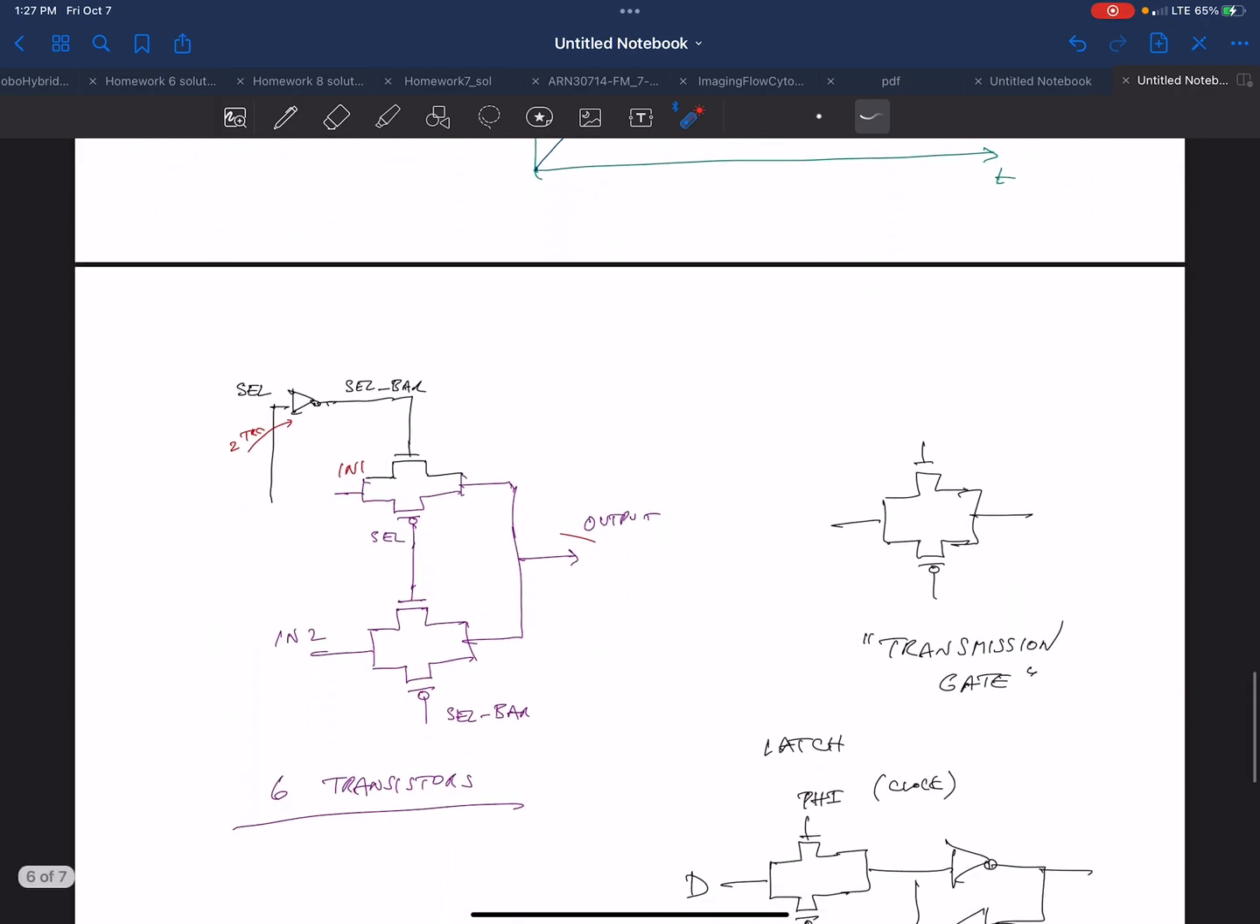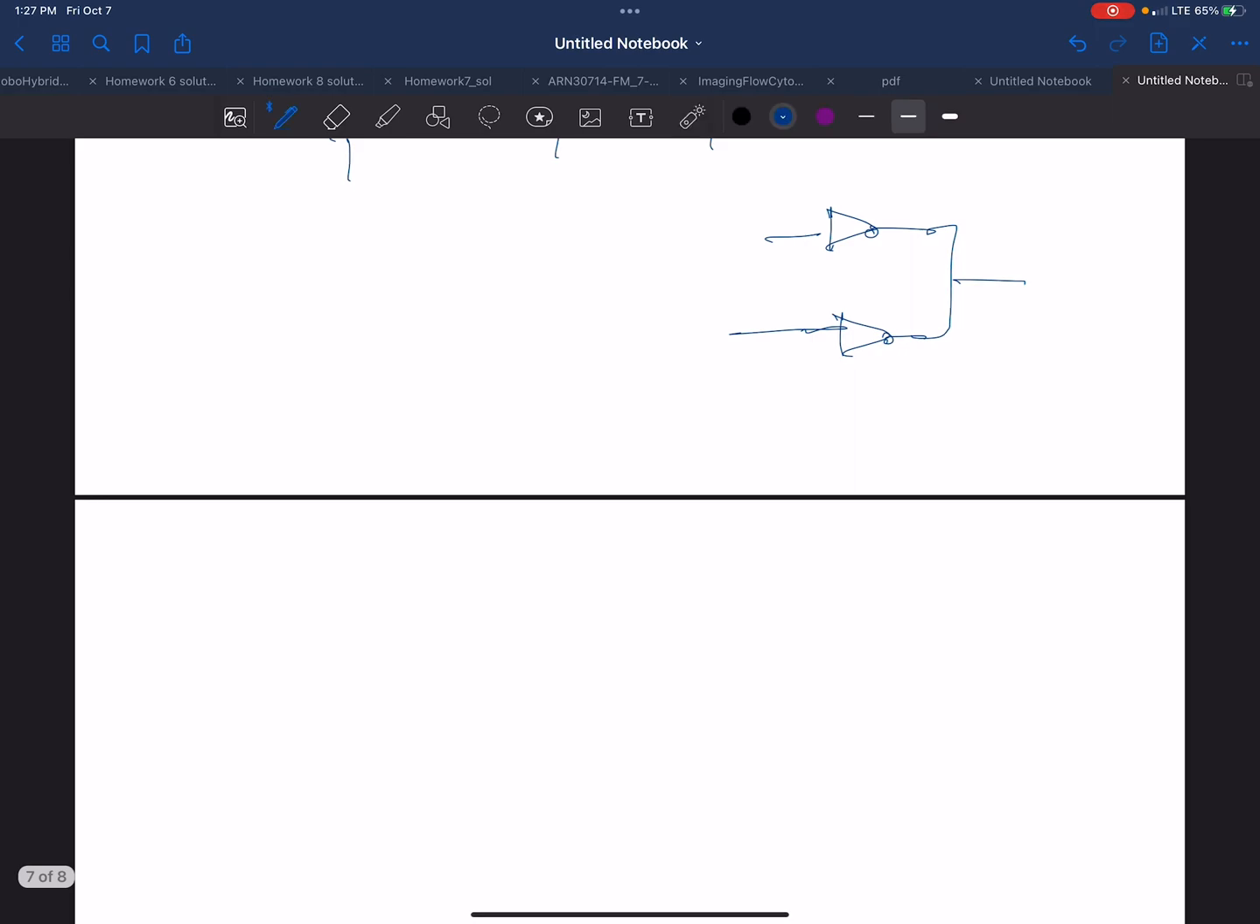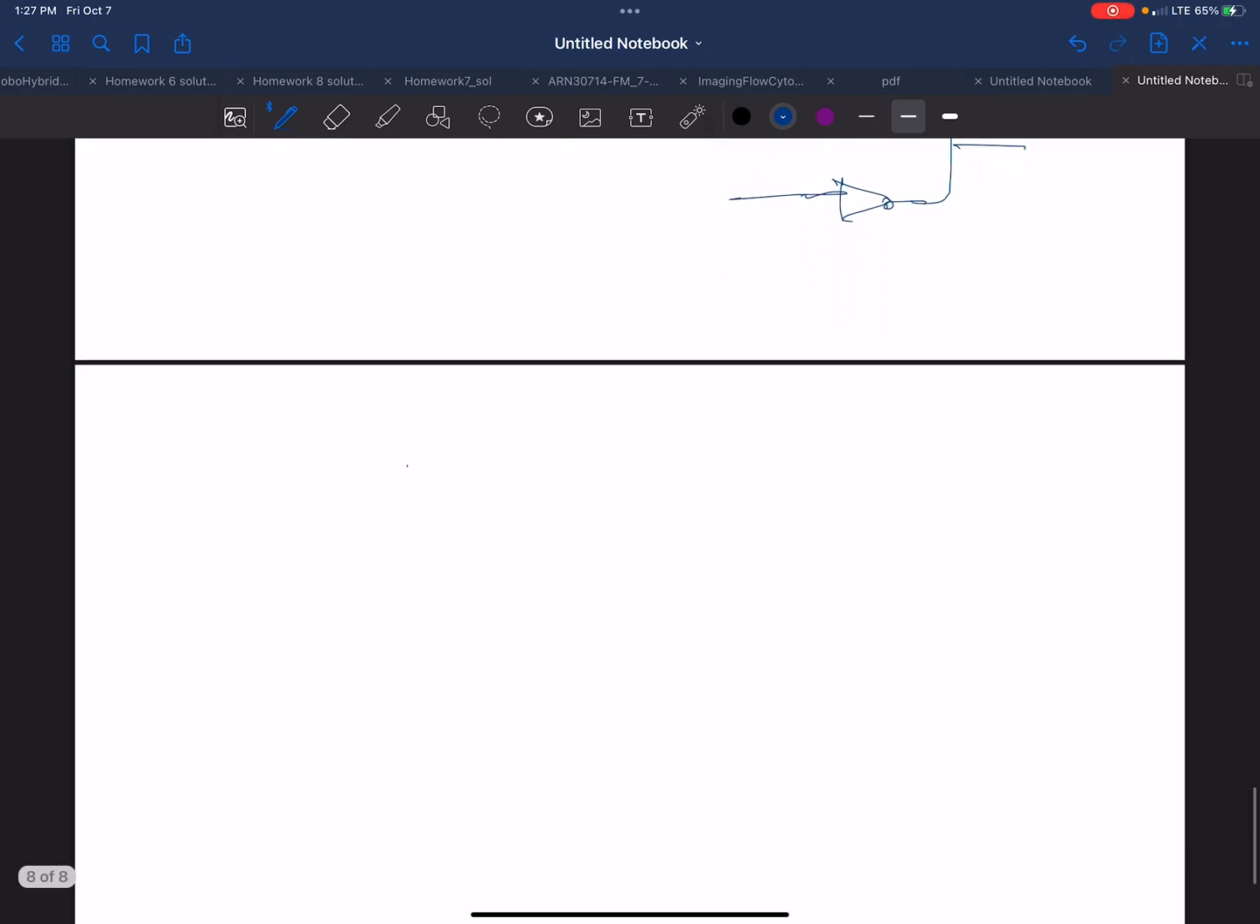So what people do is they've come up with this for this very specific case to drive buses and places where you don't want to fight with other things. What they do is they take an inverter. The top and bottom of this inverter look exactly like a normal inverter. So I'm going to draw them like this.